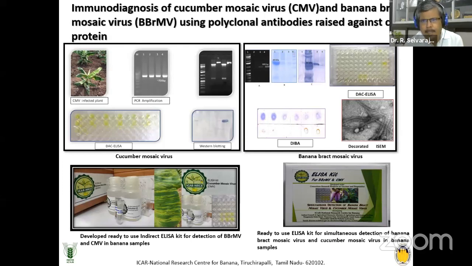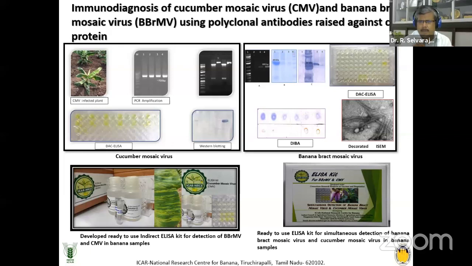For developing immunodiagnosis, we cloned the coat protein gene and expressed it in a bacterial system, and we expressed it in a soluble form. That is, more importantly, a tough way to get a soluble form of the protein.